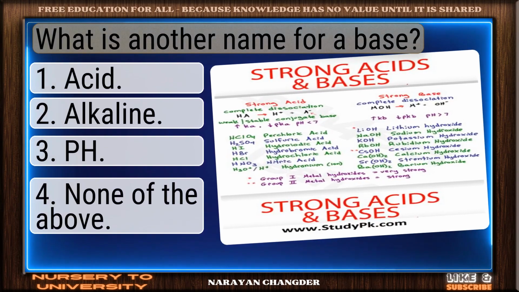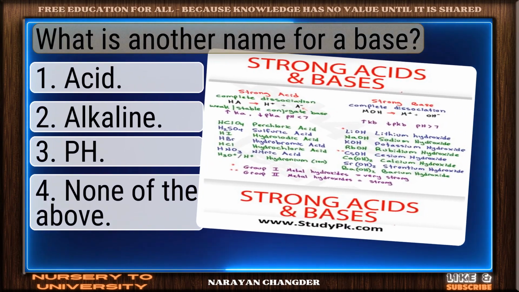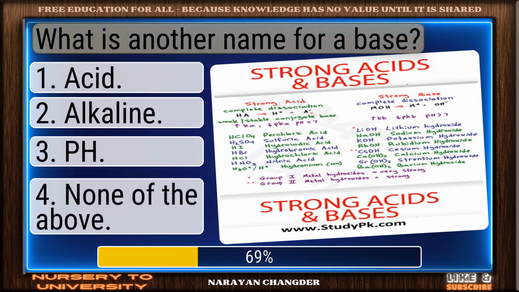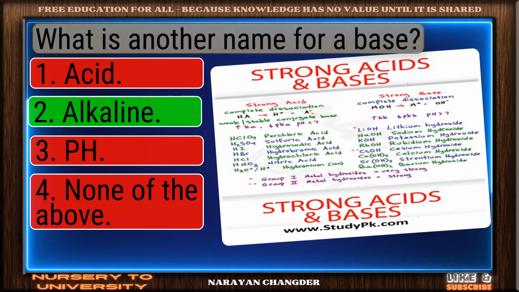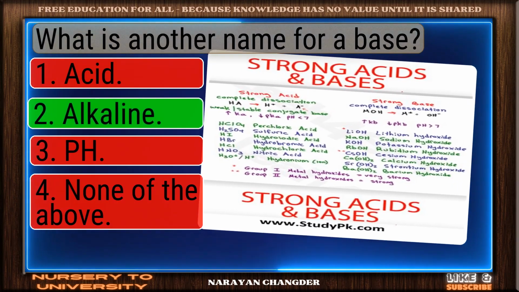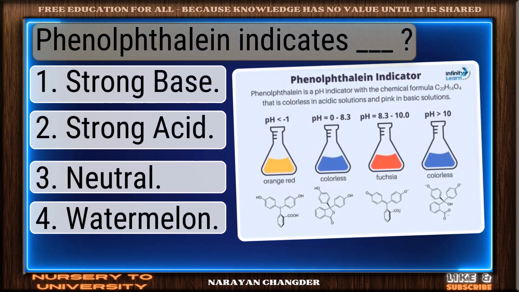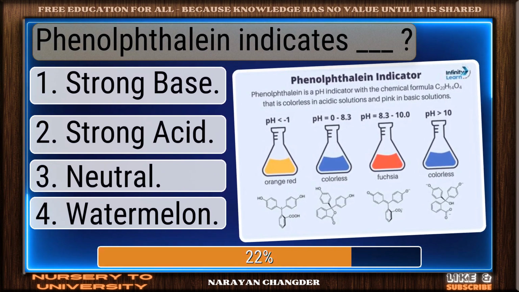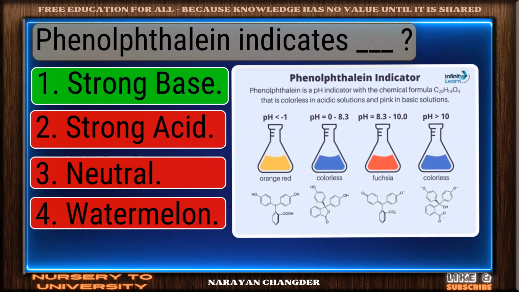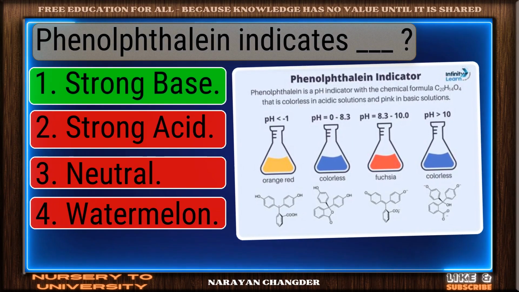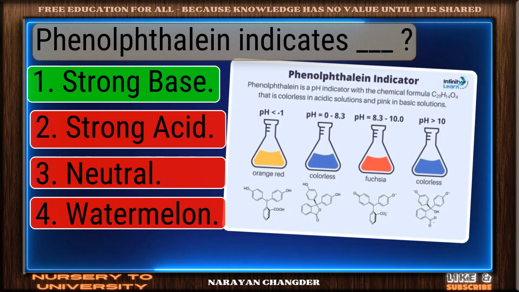Question number 125. What is another name for a base? Exactly. Alkaline makes sense, and it is the right choice. Question number 126. Phenolphthalein indicates dash. Great job. Strong base is the accurate answer.